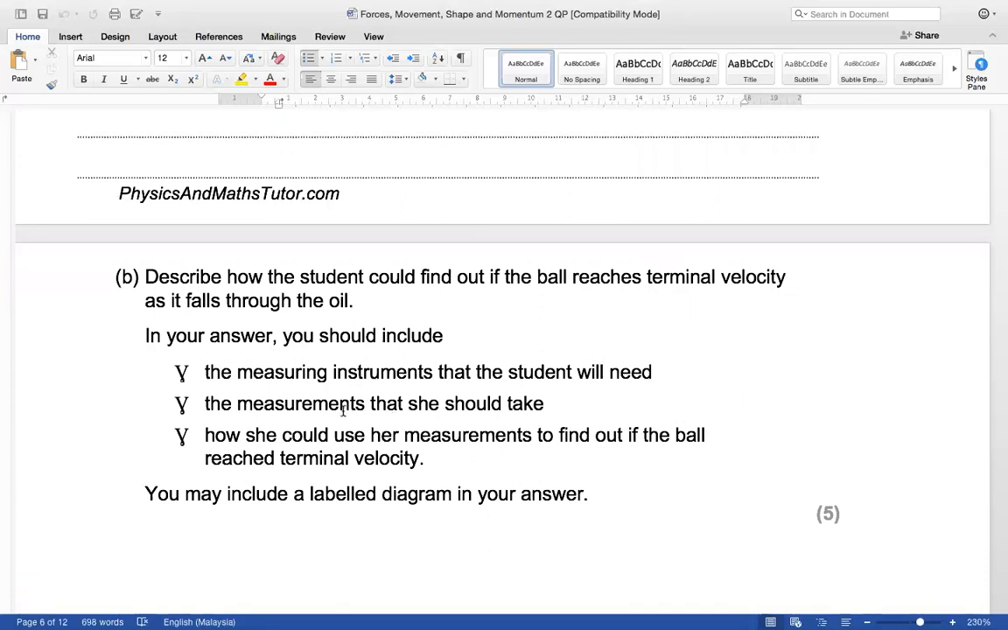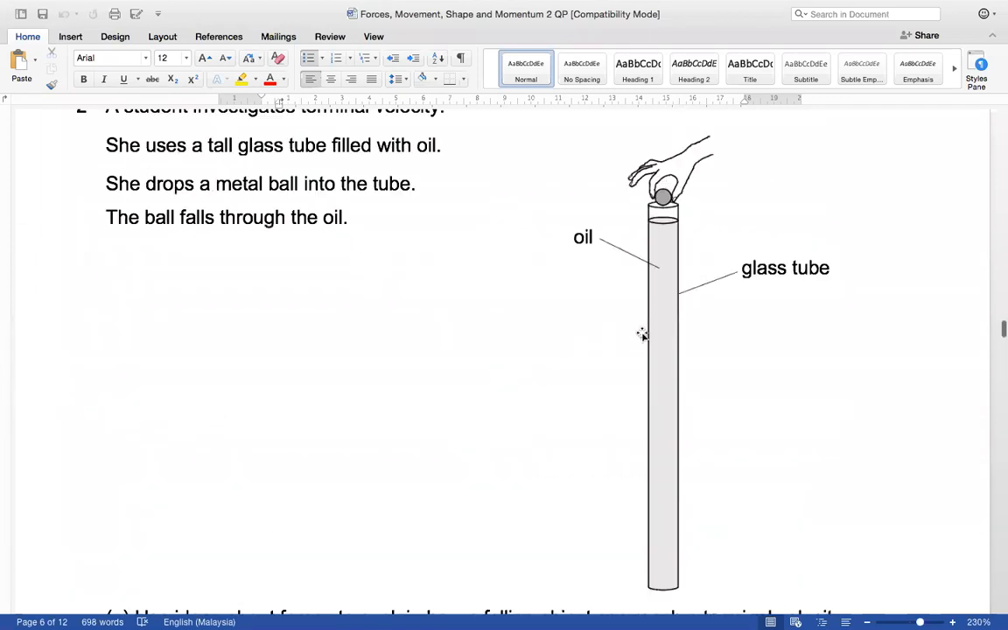Okay, then the next is the measurements that she should take. So you have to take the distance, you have to take the time. So what is she going to do? So I drop the ball in, you start your stopwatch. So the first thing to do is you want to take the time for the ball to pass between the 2 points. So you want to calculate the time taken when the ball is dropped and when it reaches the end. Take the time for the ball to pass from the top of the glass tube to the bottom of the glass tube. That's the first thing.